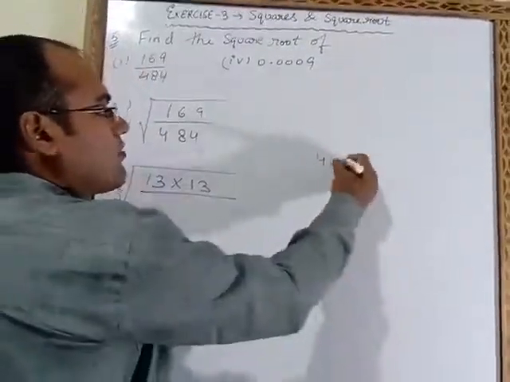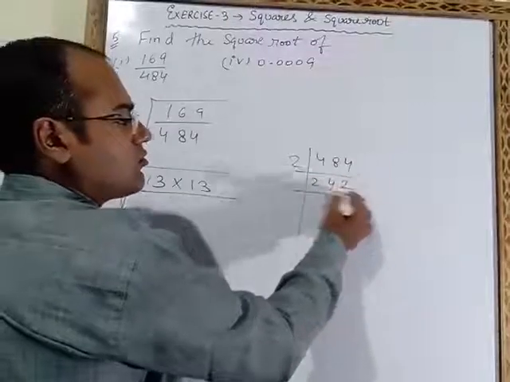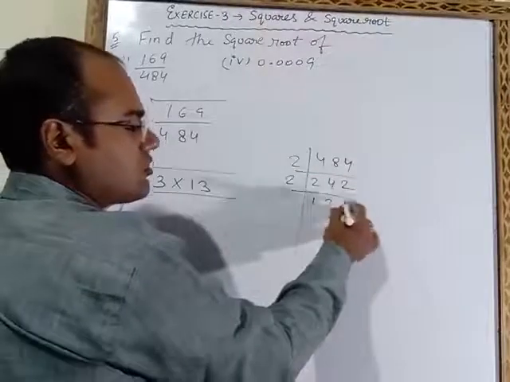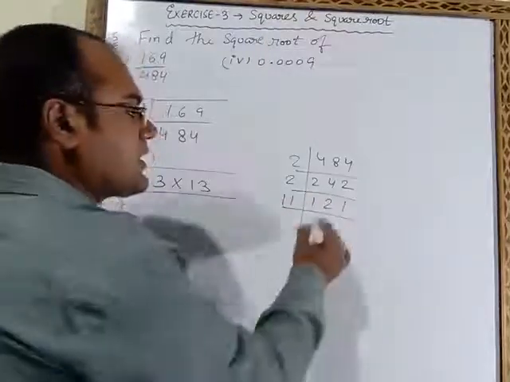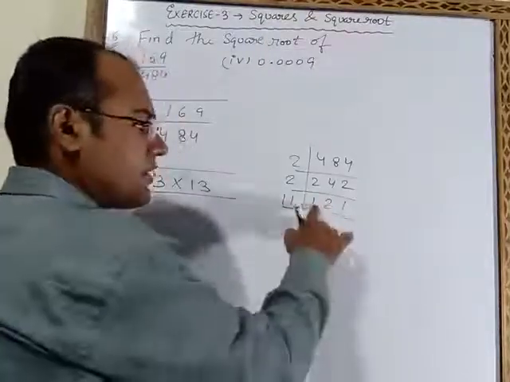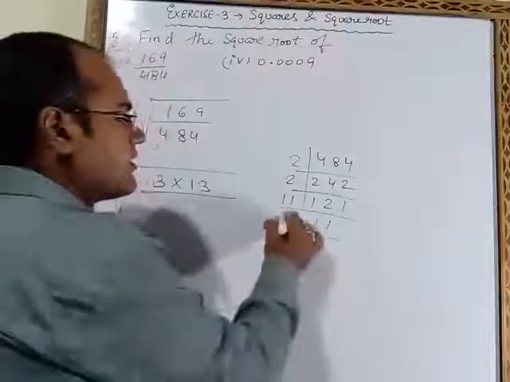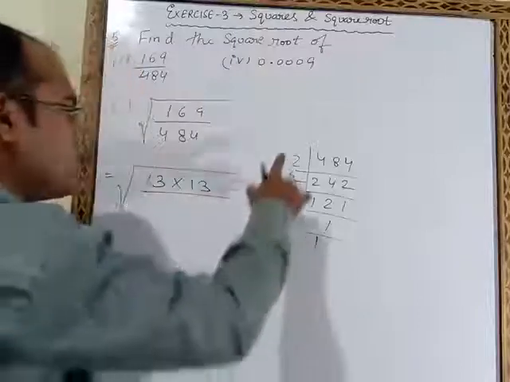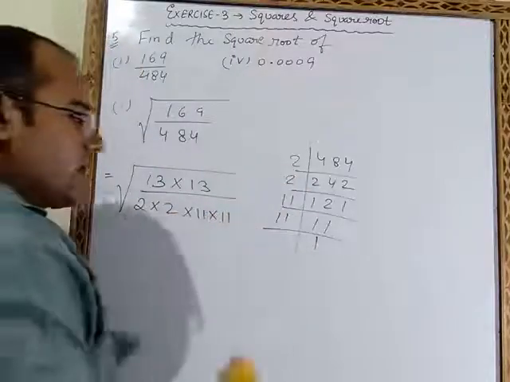So for the prime factor of 484 we will take 2: 2 2s are 4, 2 4s are 8, 2 2s are 4, 2 1s are 2, 2 2s are 4, 2 1s are 2. Now 121 is coming in the table of 11. 11 1s are 11. Remainder 1, and 1 will be 11. So 11 1s are 11, 11 1s are 11. Now we have to write 2 into 2 into 11 into 11.